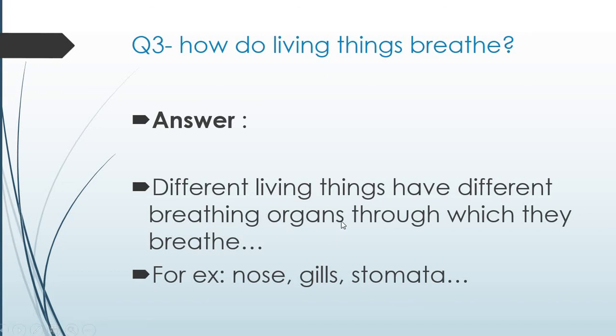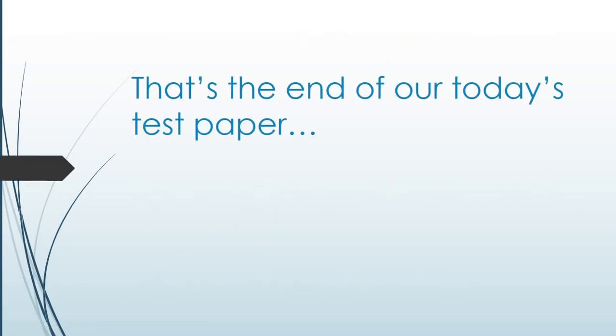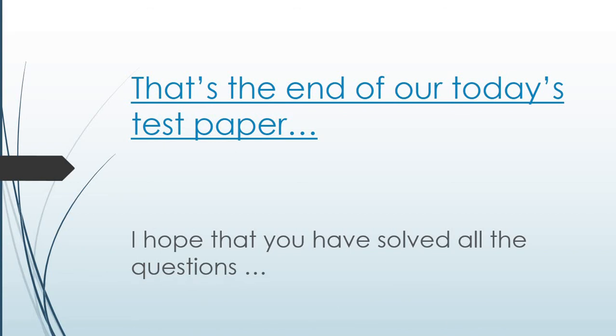I will read the answer again. Please write it down, complete it fast. Different living things have different breathing organs through which they breathe. For example, nose, gills, stomata, and so on. So this was the last answer. That's the end of your test paper. I hope that you have solved all the questions and you have written all the answers properly in your books.